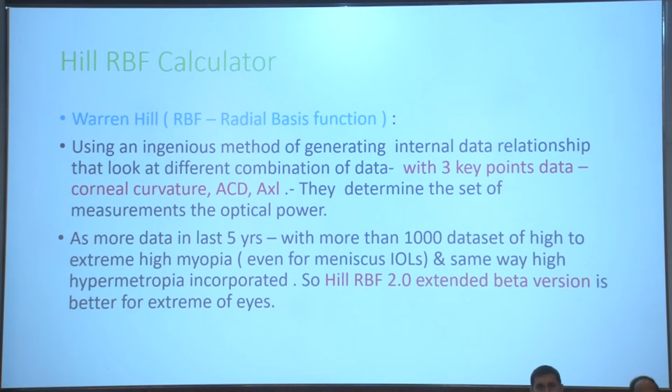Recently, Hill-RBF has been extended with a beta version, and the 3.0 version has also been introduced. They have a data set of more than 1,000 high hyperopic and high myopic patients, extreme high hyperopia and extreme high myopia also. So it gives much better results with artificial intelligence in high hyperopia or high myopia. I think the next speaker is covering how to deal with high myopia and high hyperopia.